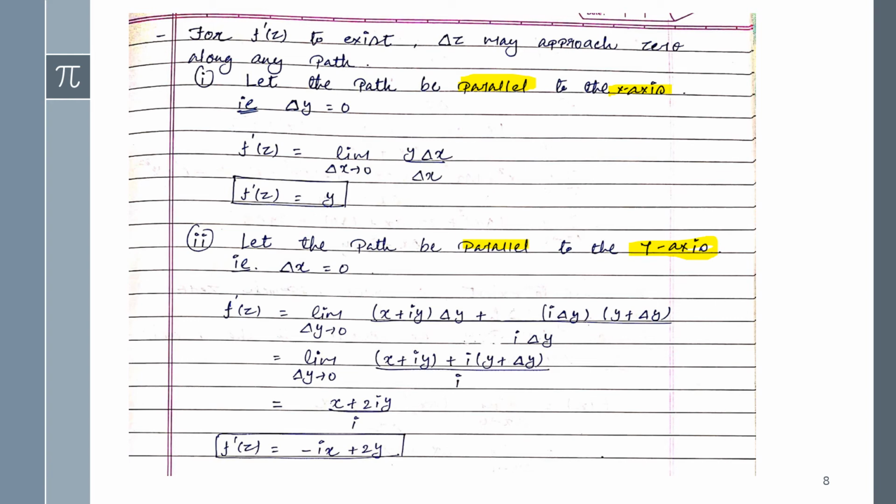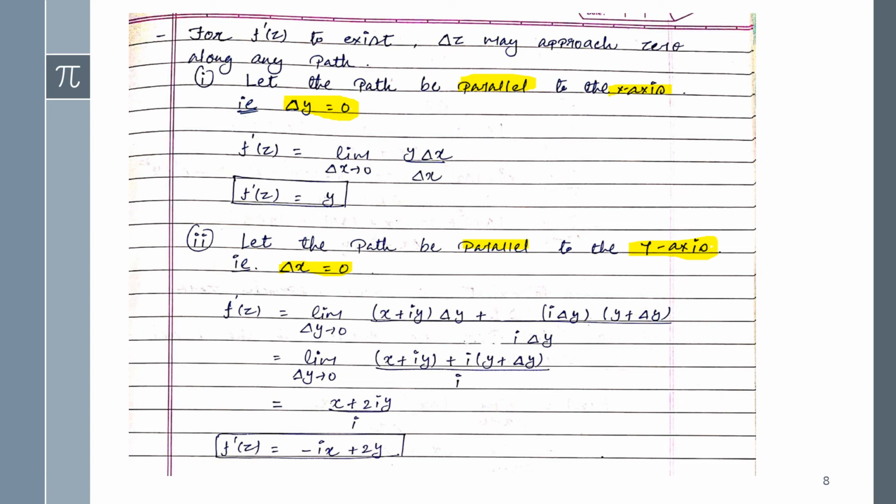Now see, this line you have already studied in the 12th standard. I hope you might be aware of it. If we apply parallel to x axis, then its y coordinate will be 0, so delta y will be 0. If we apply parallel to y axis, then definitely x will be 0, so delta x will be 0. So these two paths I am going to apply here, so that we can handle the terms and find its differentiability.